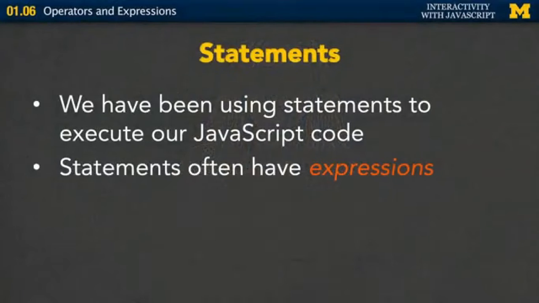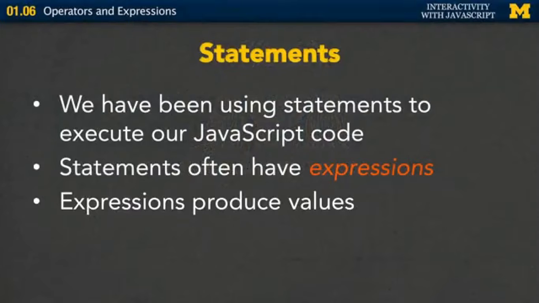Today we're going to be talking about expressions and mainly operators, the different ways that you can manipulate your code. So we've been using statements to execute our JavaScript code. Every time you saw a line that ended with a semicolon, we were writing a statement. Statements often have what we call expressions, or things that can be evaluated. So expressions produce values. They might produce a number or a string, but many times they produce what we call Boolean values. So I want to show you all the different types of operators that we can use in JavaScript to produce these types of expression values.